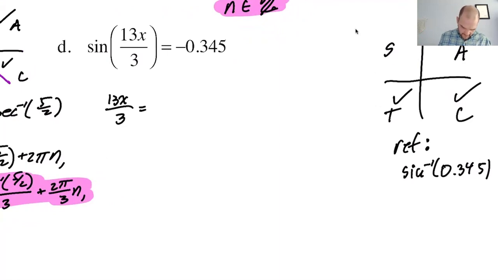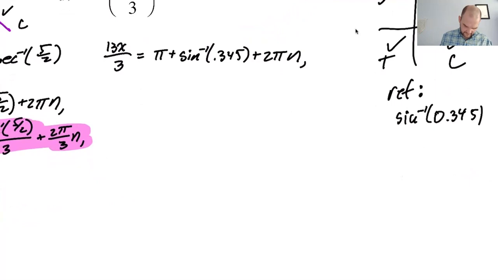It's either going to be pi plus the reference angle, sine inverse of 0.345 plus 2 pi n, or I'm going to have, I'm not going to be able to get them next to each other, so I'm just going to put them below each other. So this one, I could do 2 pi minus, or I can just do the negative because it's quadrant 4, so I'm going to do the negative. Negative of the reference angle still puts me in quadrant 4, 0.345, but I still have to add 2 pi n.